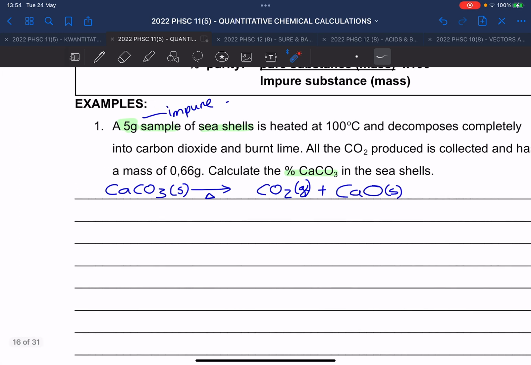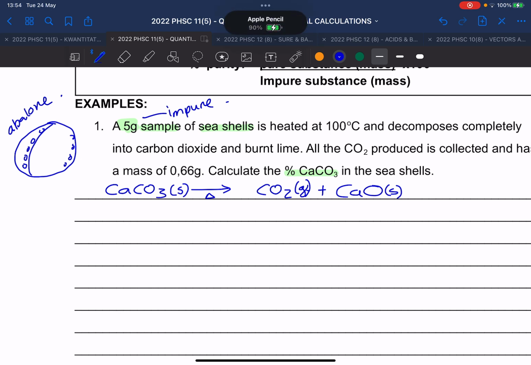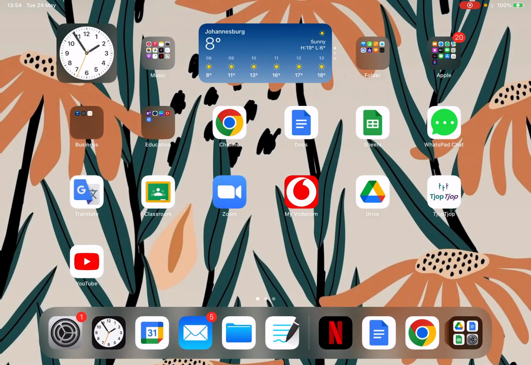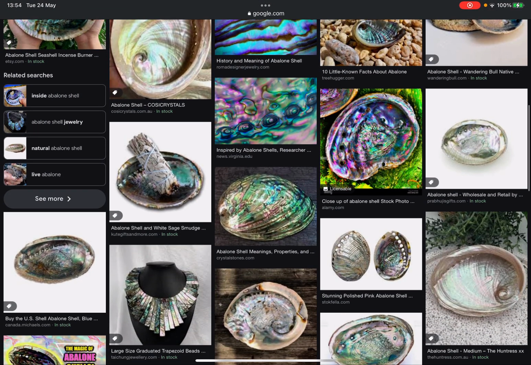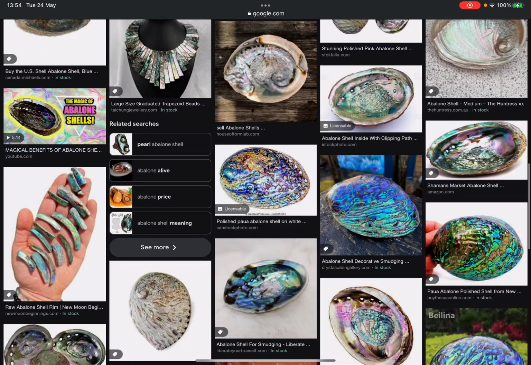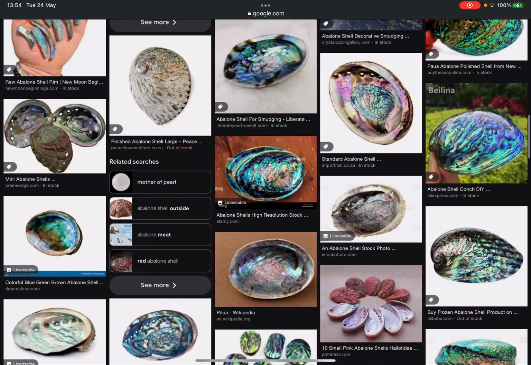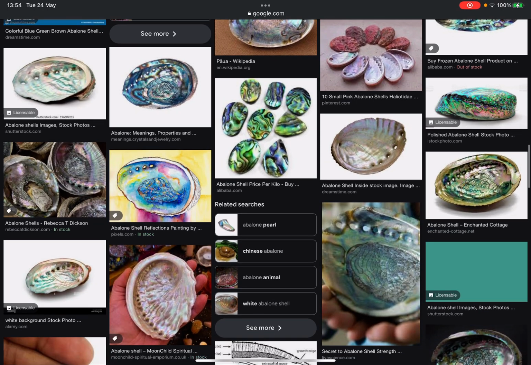Okay, so I'm going to draw a seashell that I missed incredibly from my days in Hermanus. Do you know what an abalone shell looks like? It's not illegal, but it is endangered. I'm going to show you a picture. So this is what it looks like. Okay, just the shell, not the food on the inside. The food on the inside just looks like almost like a patty.